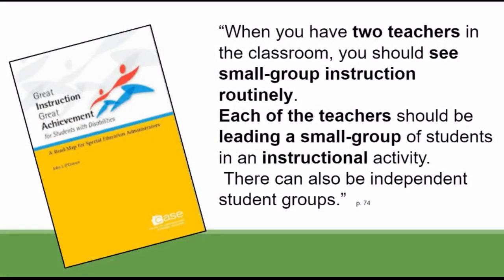Let's move forward. John O'Connor says it best when he said in his book, Great Instruction and Great Achievement, that when you walk into a classroom and there are two teachers within that classroom, you should see small group instruction routinely, that two teachers should be actively engaged with students in an instructional activity, that we're leading the small group. There cannot be other things going on. There could be small independent work, but what we're looking for in a co-teaching classroom is that the teachers are working with students.